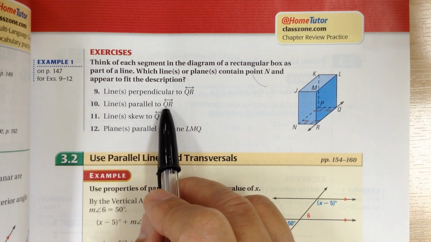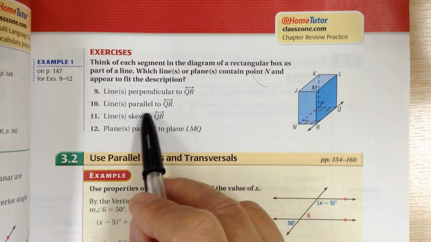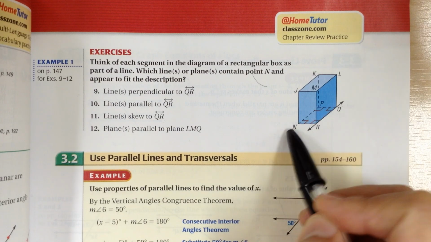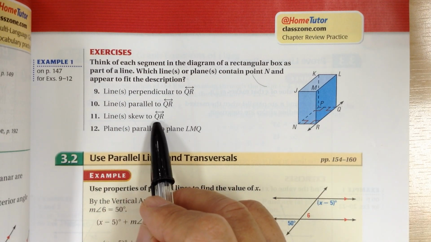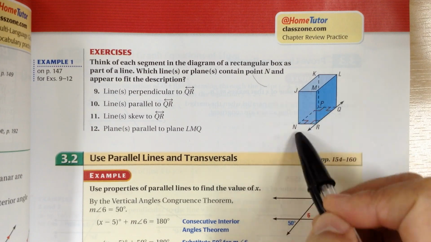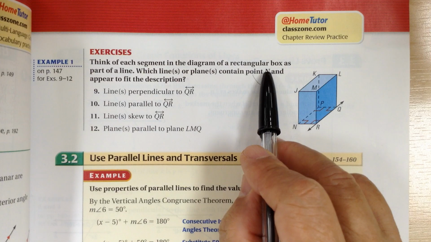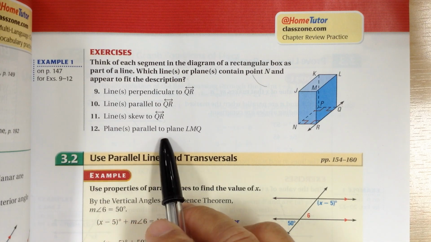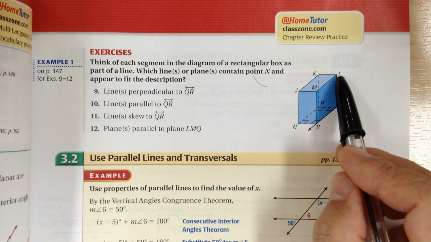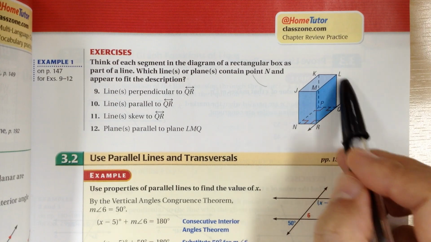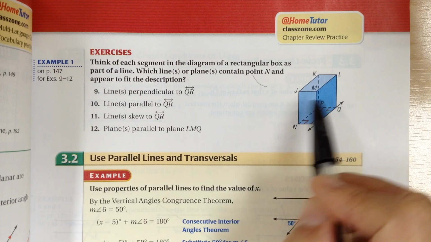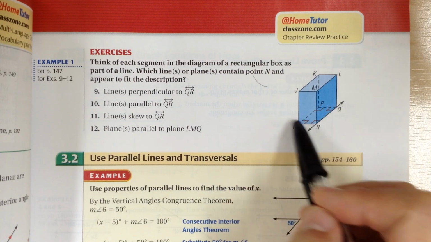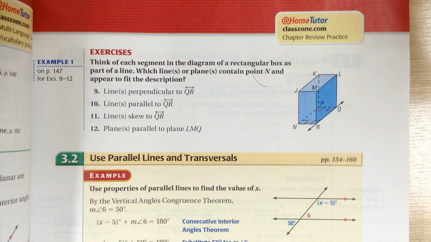Number 10, parallel to QR containing point N. Parallel to QR and contains point N would be NP or PN. Skew line to QR and contains point N would be JN. If it doesn't have this requirement, there are many more options. Number 12, plane parallel to plane LMQ. So LMQ is this one over here. The plane parallel to that would be the one in the back, and containing point N would be NJK or KJN, in any order.